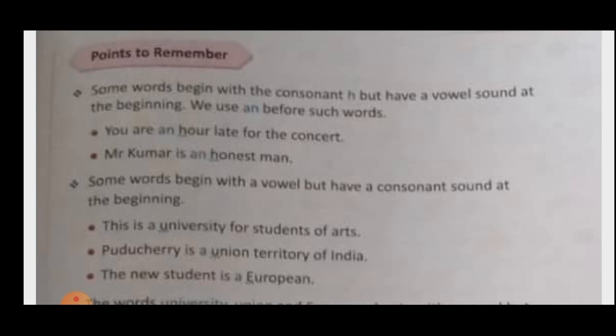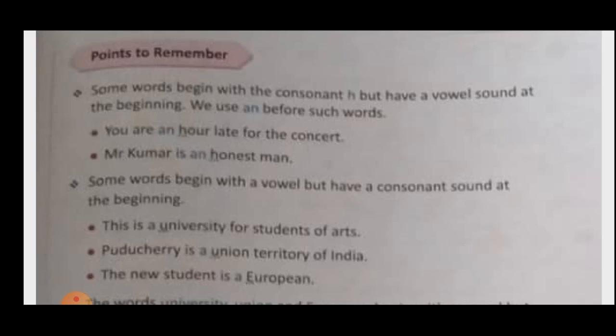Some words begin with a vowel but have a consonant sound at the beginning. Here also we have to consider the sound only. So those words which begin with a vowel but have a consonant sound will take the article a before that noun. Even if the beginning letter is a vowel, the beginning sound is a consonant, so we will put a article. Let us see.